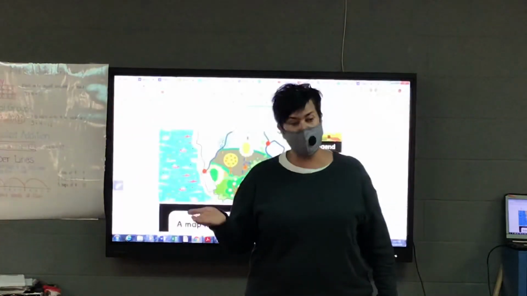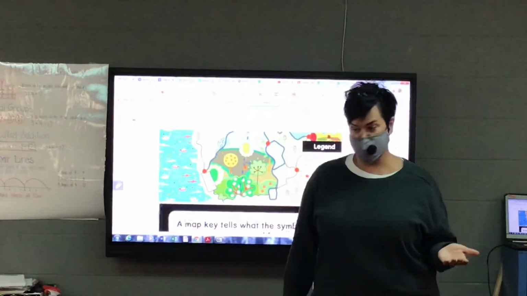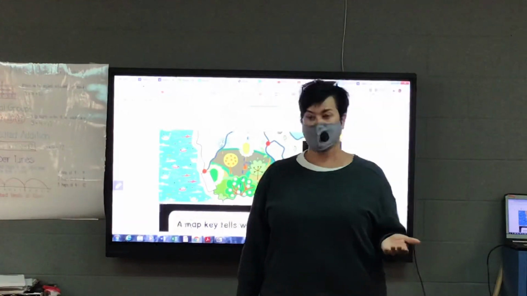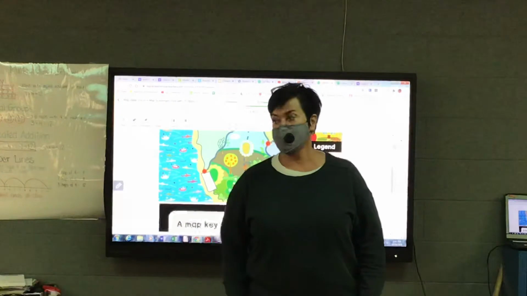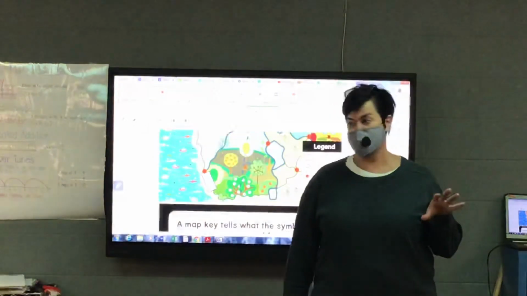Is a map key the same thing as the map legend? Yes. So on some maps, it's going to say that it's the key. On other maps, it's going to say it's the legend.